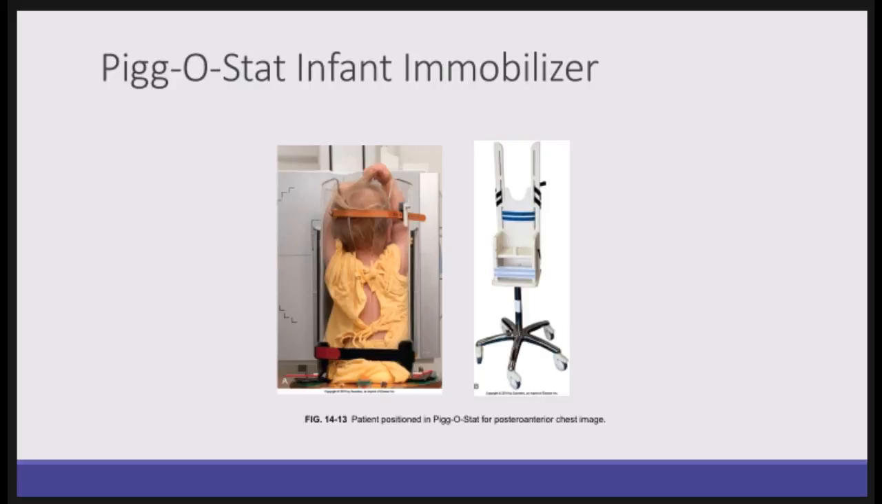Here's the Pigg-O-Stat. You can do an AP or a PA on the Pigg-O-Stat, then the whole device turns and you can do the lateral right away. So you get the PA done and then you just turn the whole device and it pivots, and then you do the lateral and you're done and you get them out of there. It can be really, really quick.